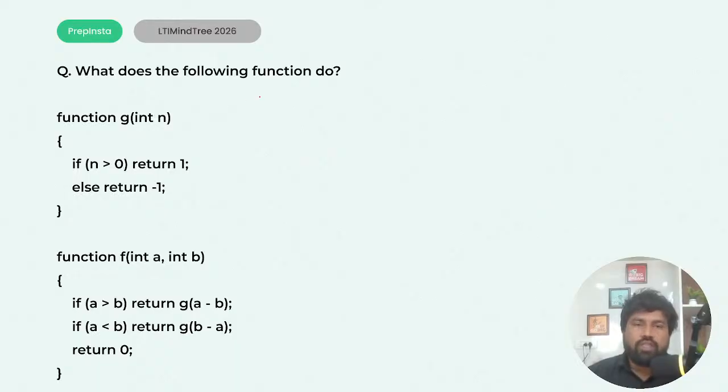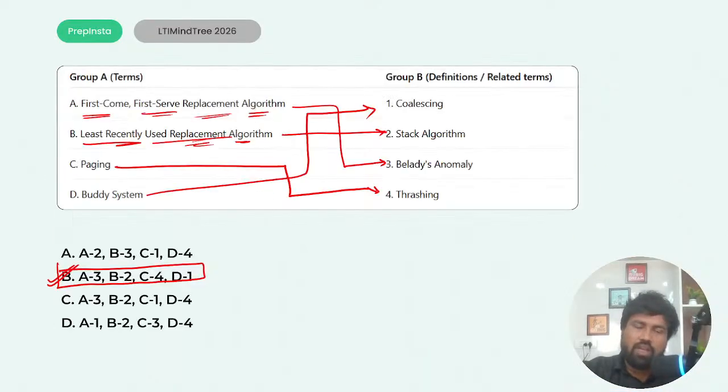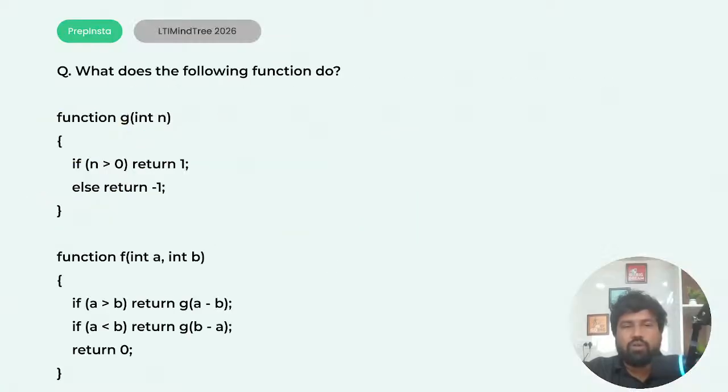What does the following function do? Yeah, only options we have given. We have explained a lot of things and we are running out of time. That's why I'm skipping the sorting things. We already explained bubble sort, insertion sort and everything in the beginning, so I just skipped those. Just look into the problem.